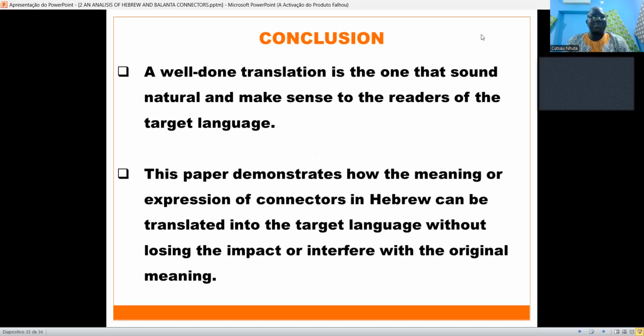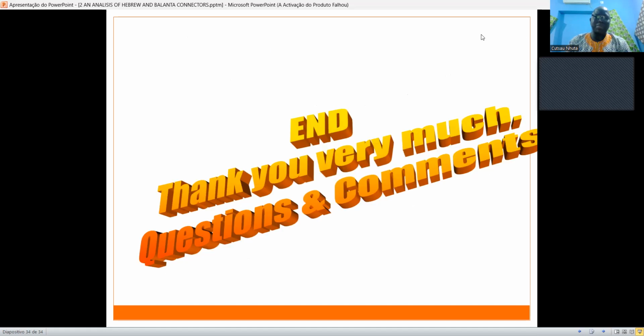To conclude, I could say a well-done translation is one that sounds natural and makes sense to the readers of the target language. This paper demonstrates how the meaning or expressions of connectors in Hebrew can be translated into the target language without losing the impact or interfering with the original meaning.